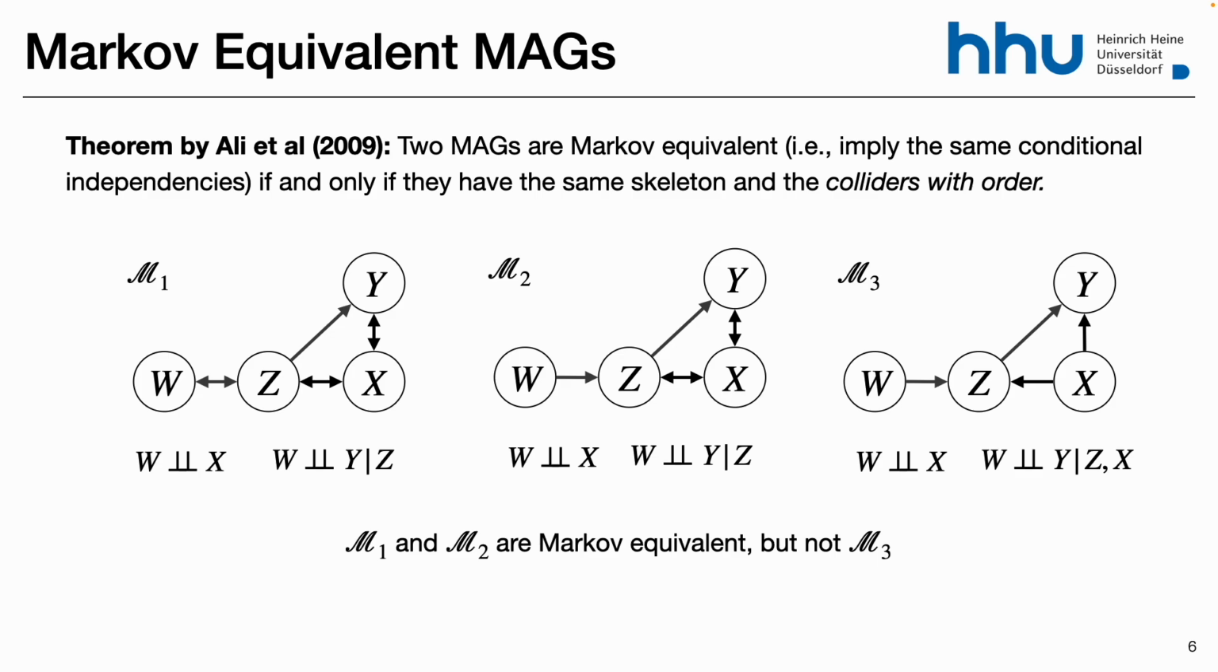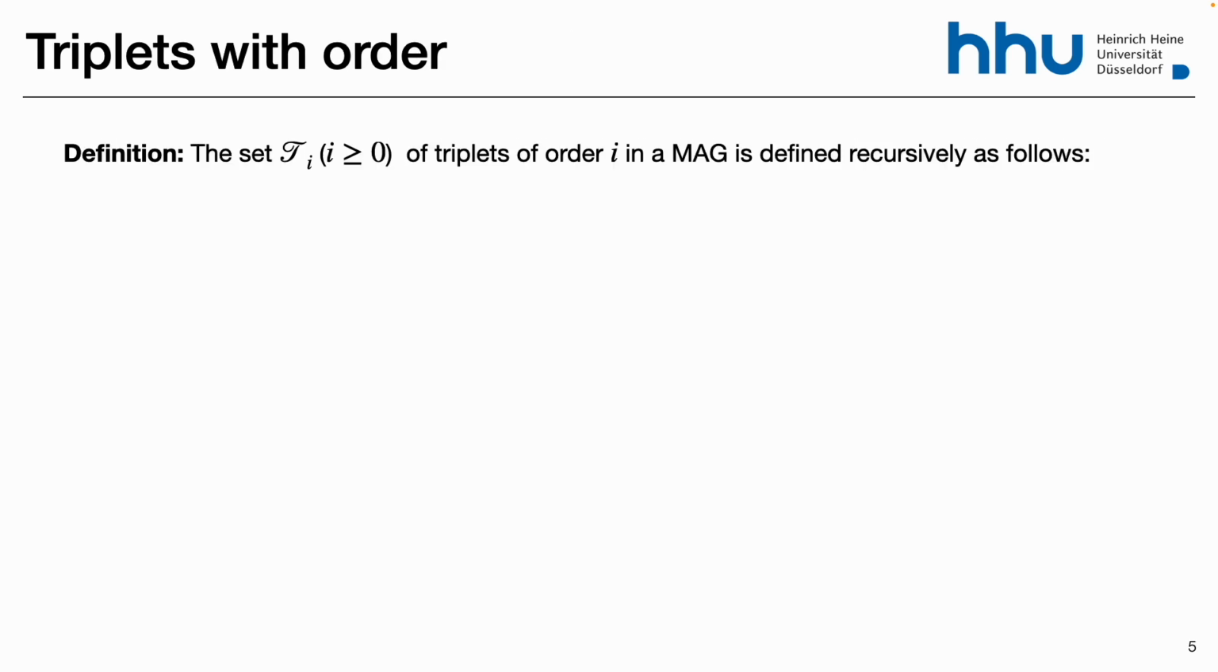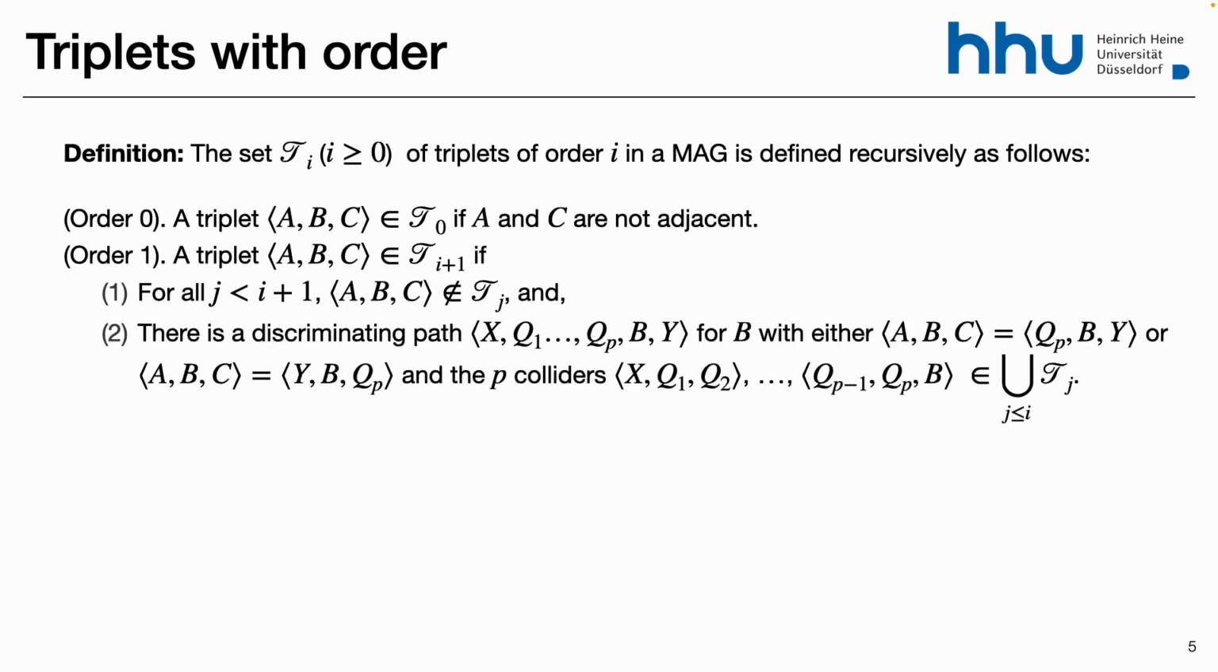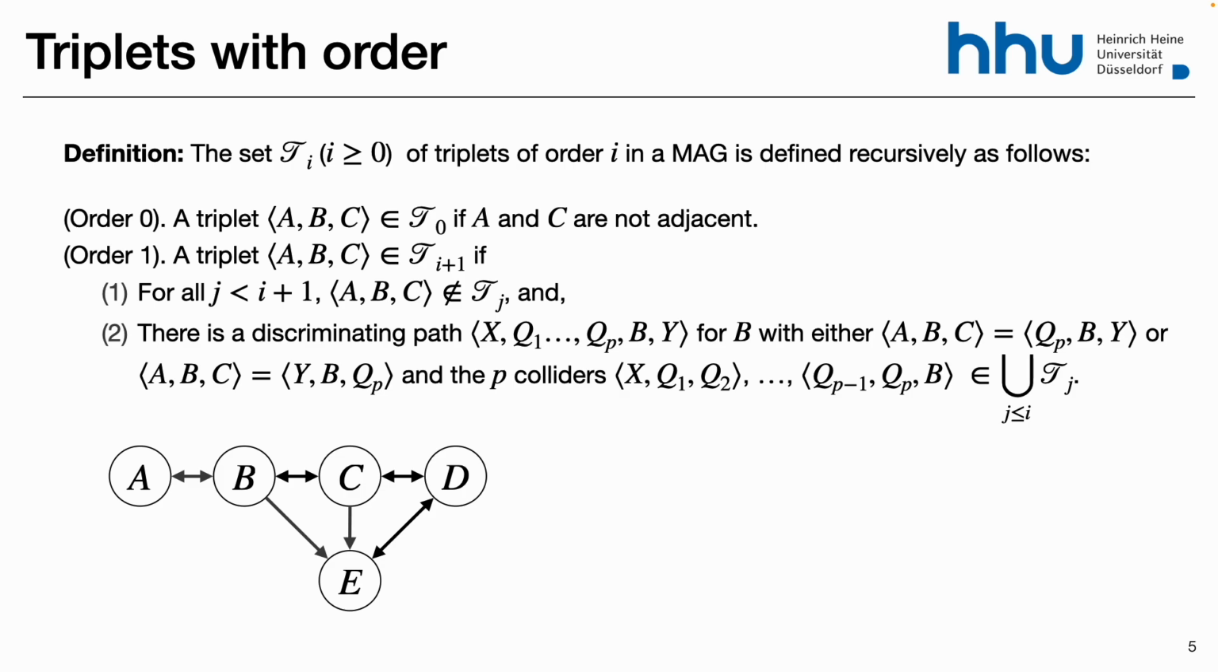Oh, a collider of no order is because there is no discriminating path between them. For example, in this figure, there is no BEC. What do you think about this collider? Let's do the exercise together.